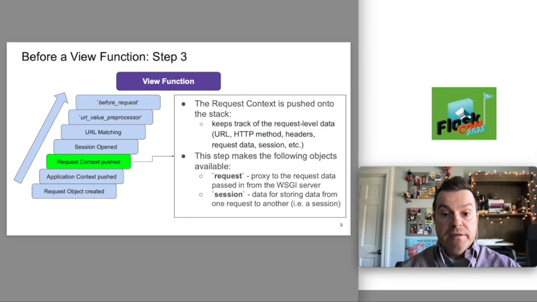Next, the request context is pushed onto the stack, and most of this data is going to come from that environment object from the WSGI server. And this is going to keep track of the request level data, like the URL, the HTTP method, get, post, delete, things like that. Any headers, any data in the request, and also the session data, if it's available. This step makes available the request proxy, which can be used to access request data, and also the session data, which is used for storing data between different requests.